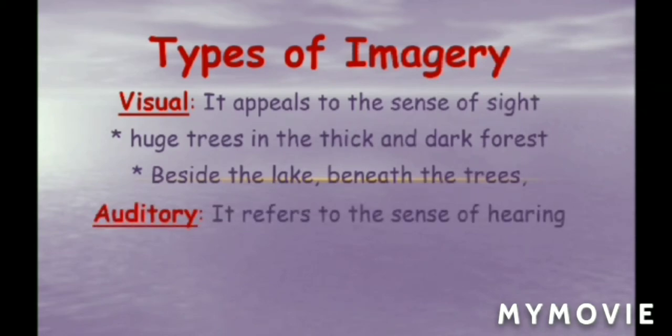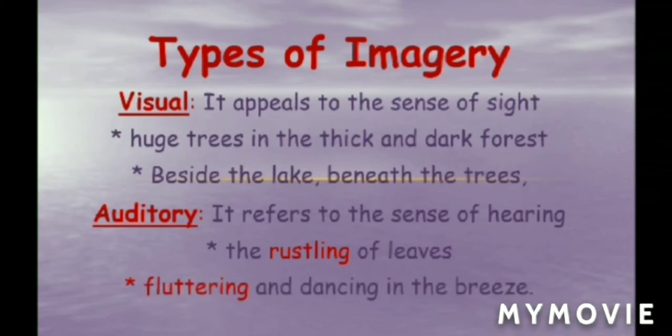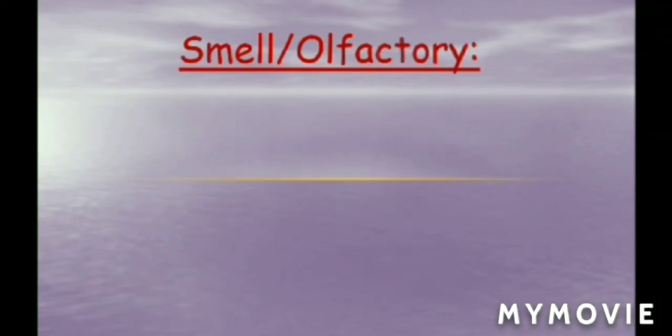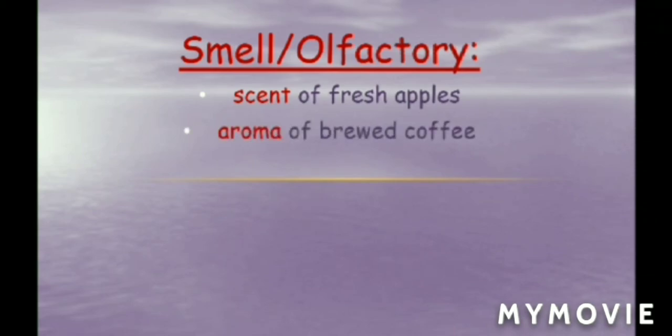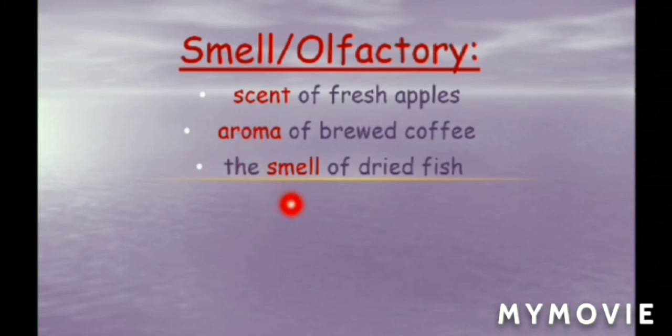Next is auditory imagery. It refers to the sense of hearing. Examples: the rustling of leaves, fluttering and dancing in the breeze. Both examples are from the poem Daffodils. Imagery that engages the sense of smell is olfactory. Scent of fresh apples, aroma of brewed coffee, the smell of dried fish. In these examples, scent, aroma, and smell appeal to the sense of smell.